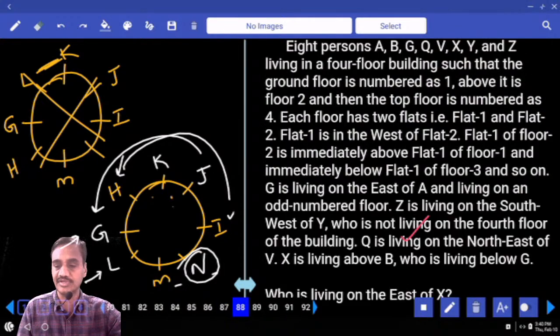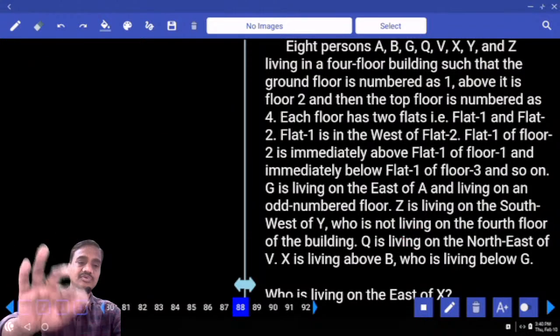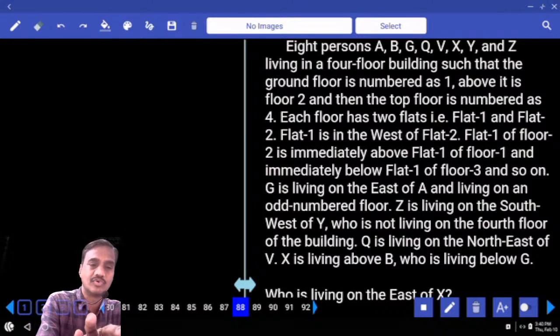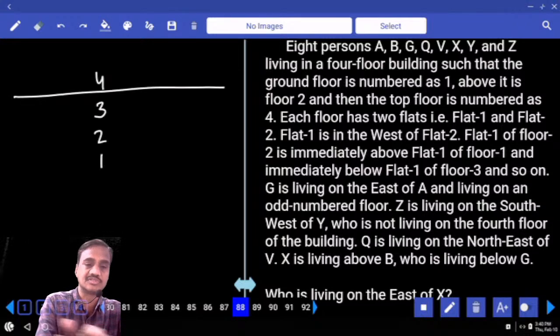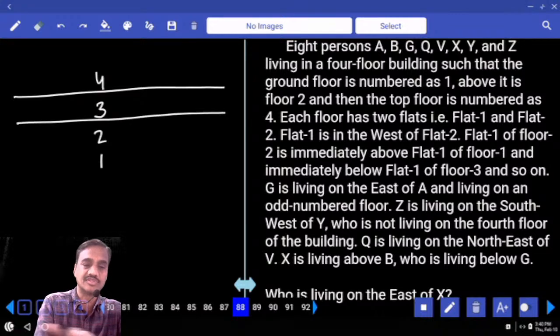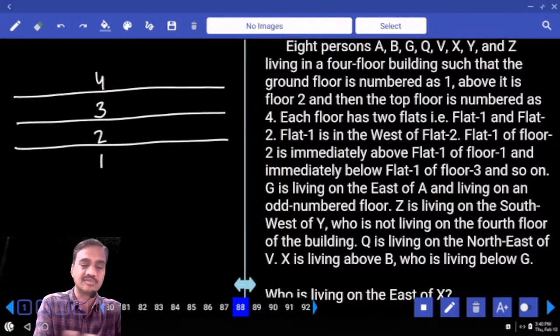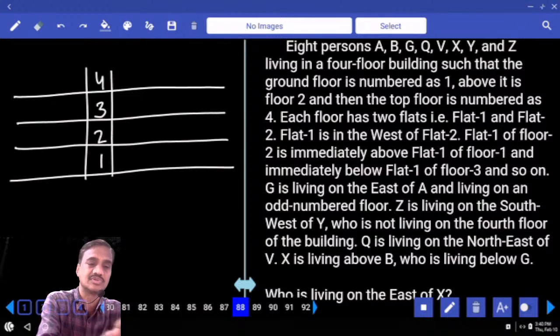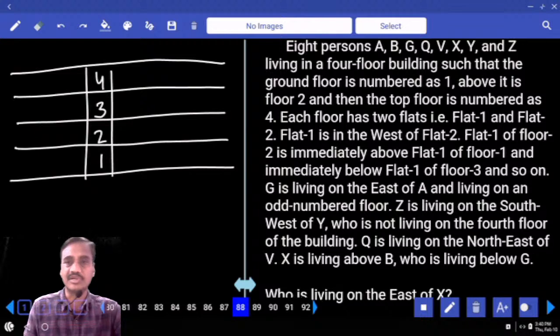Then 88 to 92. Now in this 88 to 92, it is based on floors. How many floors do we have? 4 floors and 2 flats. 4, 3, 2 and 1. Isn't it? Now tell me whether this should be done in the first priority or the second priority. Now first priority, though there are 2 different flats and no other parameter added to this one.